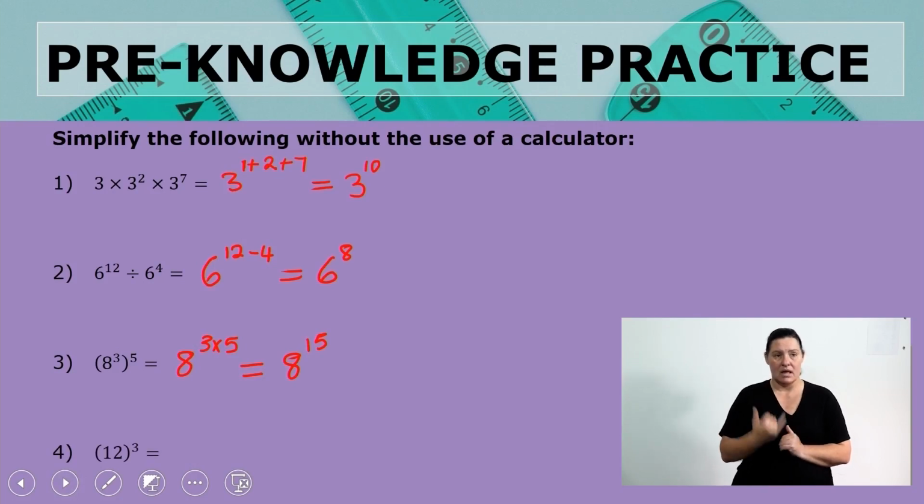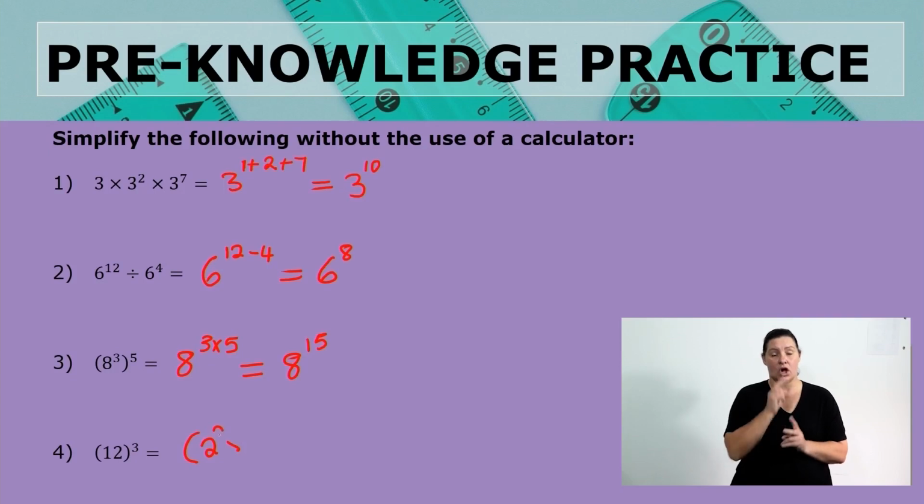And lastly, we have 12 cubed. Now, to make this calculation easier for us, we are just going to write that 12 in exponential form, and that is 2 squared multiplied by 3. Now this product is still raised to the exponent 3.